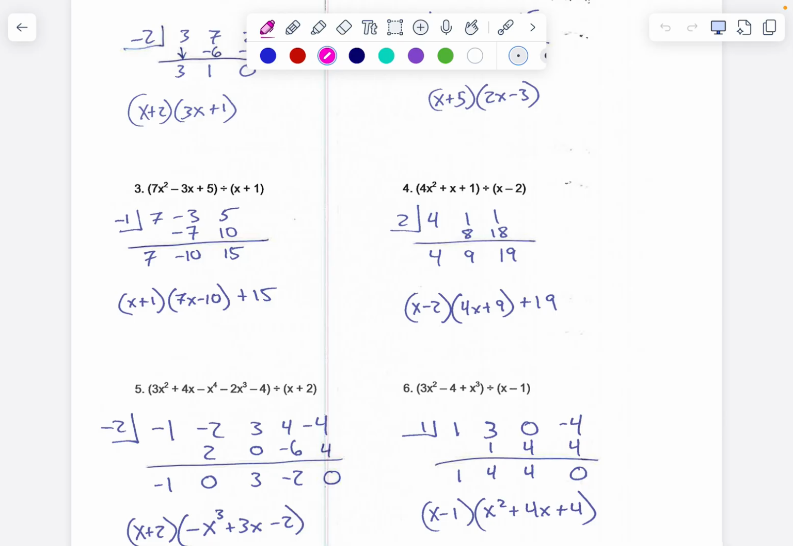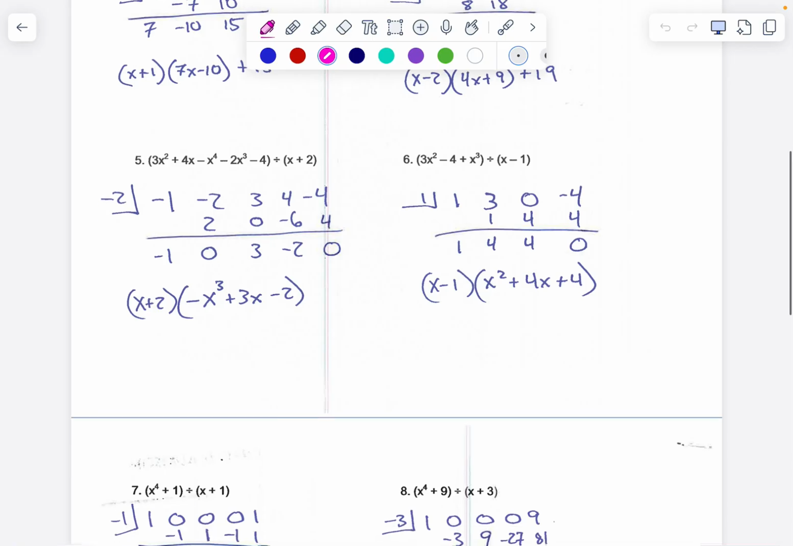7x minus 10, and then your remainder was 15. Okay, number 4, 4x plus 9, remainder 19. Number 5, negative x cubed plus 3x minus 2. Okay, remember we had this 0 where the x squared would go. So you don't need to write that 0x squared in your answer. You can, but you don't need to.